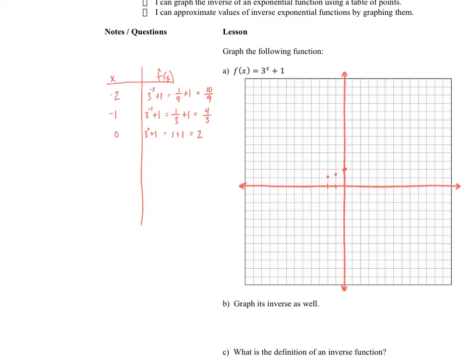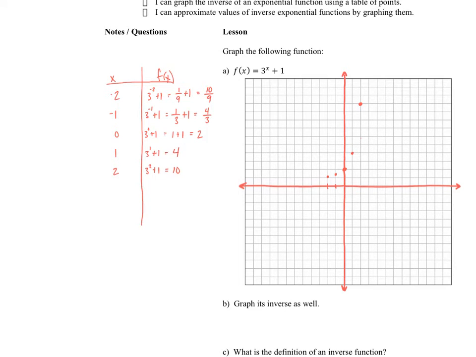And we can just start plotting these points pretty quickly. We're going to get 3 to the 1st plus 1, that's a 4. So we have a 1, 4. We're going to get 3 squared plus 1, that's going to be 10. So we have the point 2, 1, 2, 3, 4, 5, 6, 7, 10.